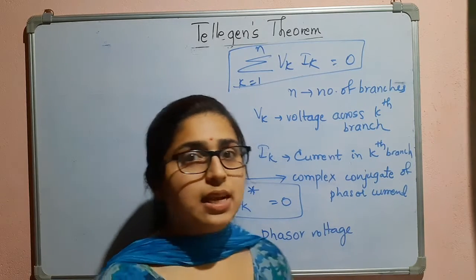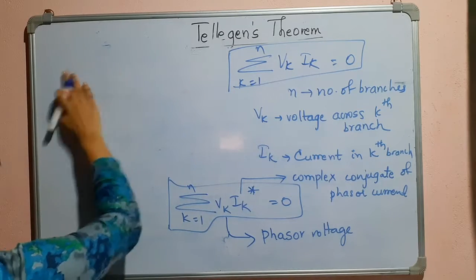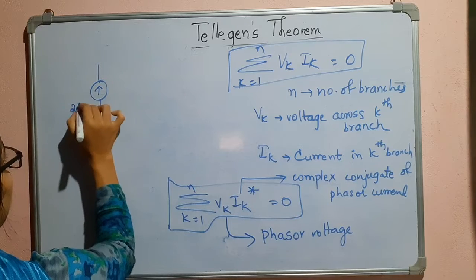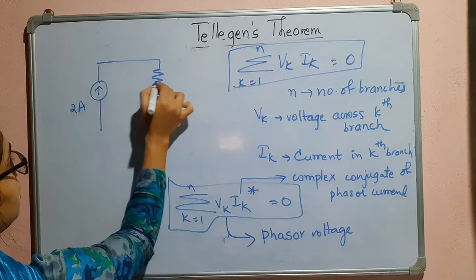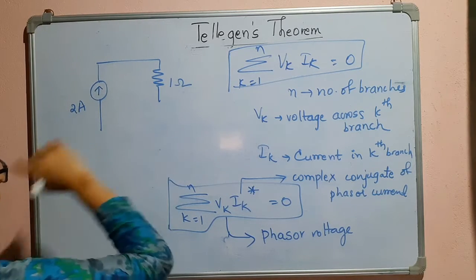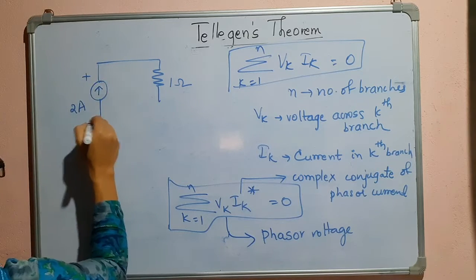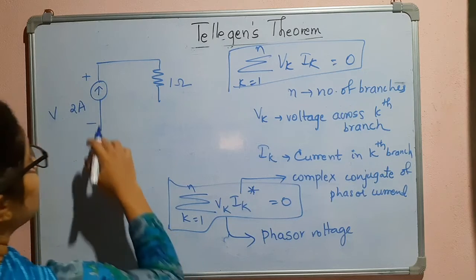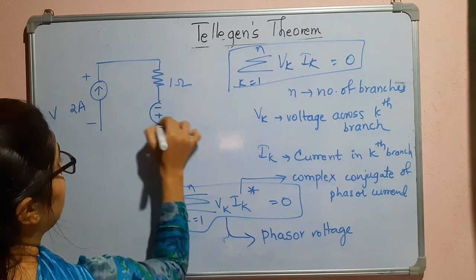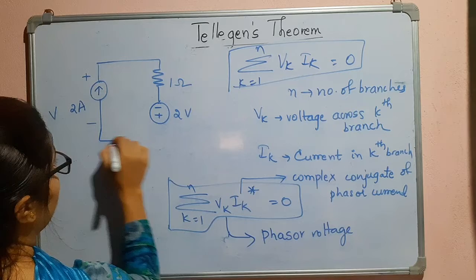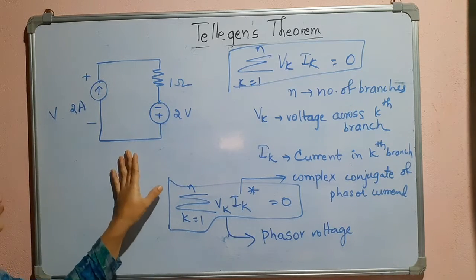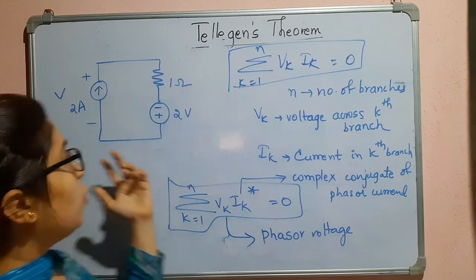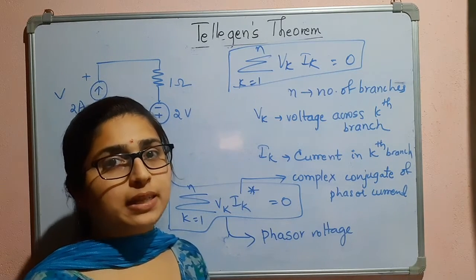Now let us consider a circuit here. I will consider a 2 ampere current source and a resistor of 1 ohm. We will have a voltage across this, plus or minus V, which is not known to us. Here I will take a 2 volt source. Now we have to see what power is delivered or absorbed by this current source.